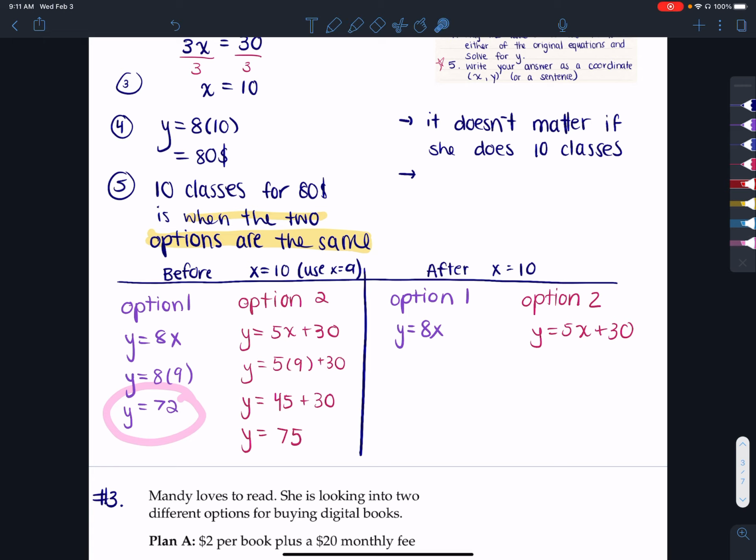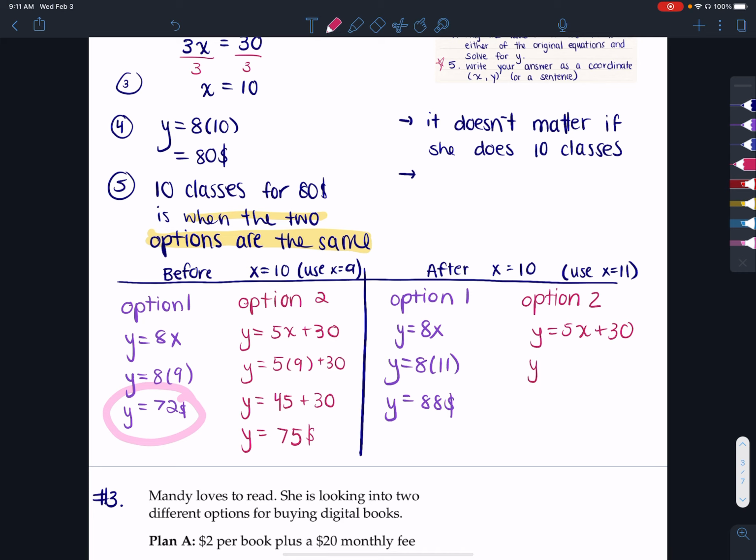And now we're going to expect here that this is going to be option 2, but we're going to check it. So after 10, we use a number that's bigger than 10. So I'm going to use x equals 11. And again, you can use whatever you want. 8 times 11, 88. Remember, these are all dollars.